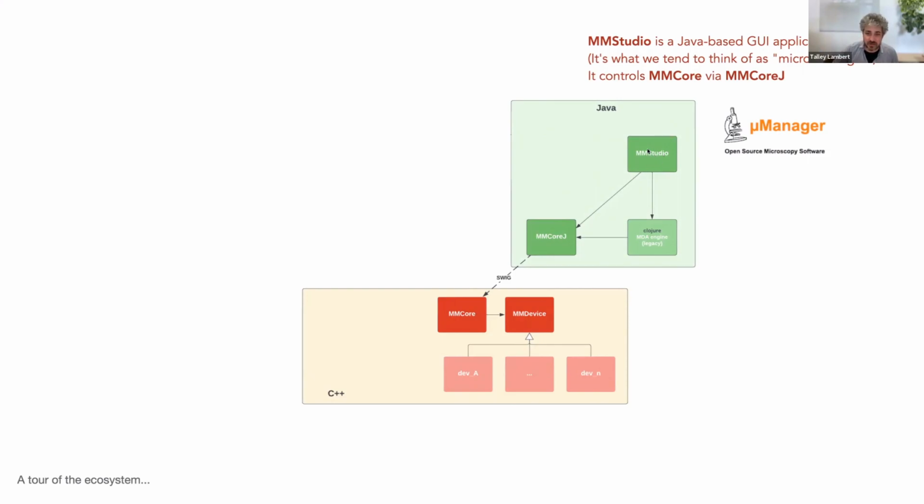It is controlling the C++ core via a CoreJ wrapper. CoreJ is a library that is essentially a SWIG wrapper on the core. So Studio talks to C++ via this intermediate layer of CoreJ. Again, at the base it's still C++, but when you're interacting with the graphical user interface, that's where you need the Java.